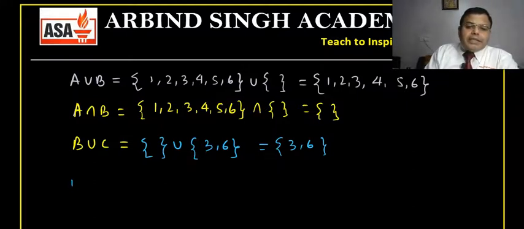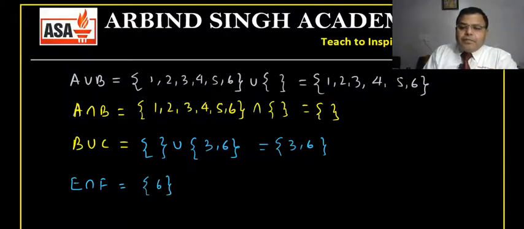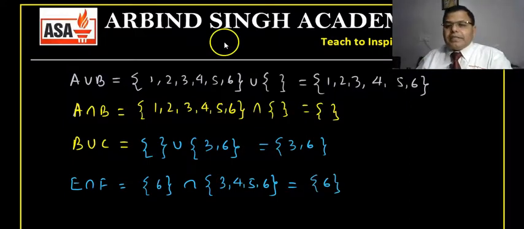Now E intersection F, what is that? E is the event, an even number greater than 4, that is 6. F is the event, a number not less than 3, which is 3, 4, 5, 6. So in that case, what will be there? 6. Right? So that will be 6.